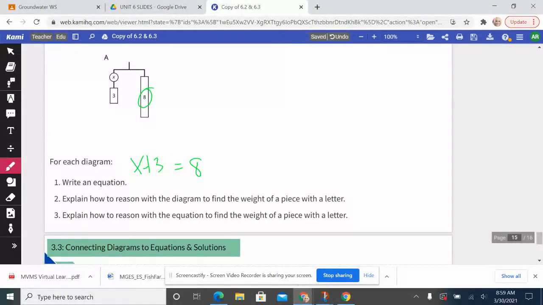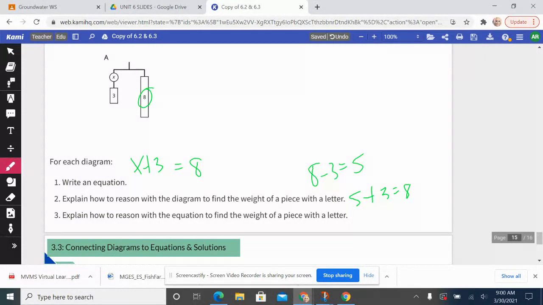That's my equation. Then it says, explain how to reason with the diagram and the weight to find the weight of a piece with a letter. So you know that you can do 8 minus 3, and that will give you what's missing, which is 5, which is what most of you would do. Some of you mentally know, well, 5 plus 3 is 8, that works too. So either one that you want to write is good.